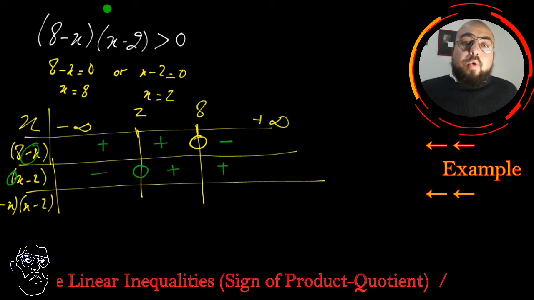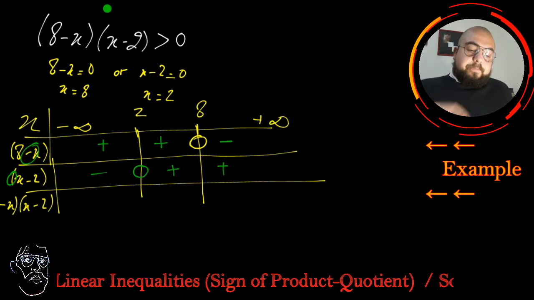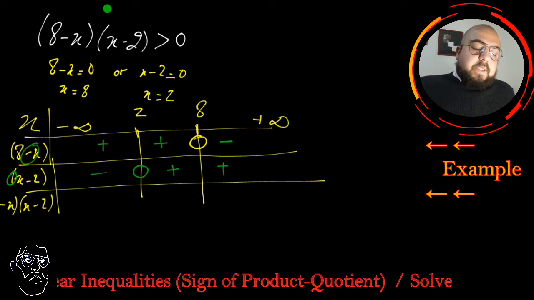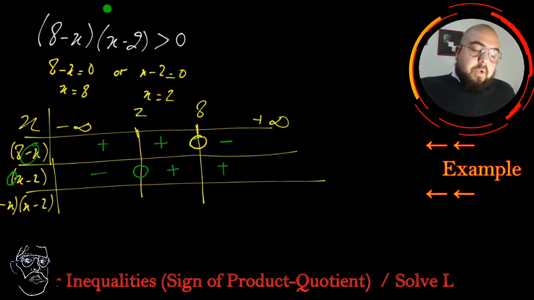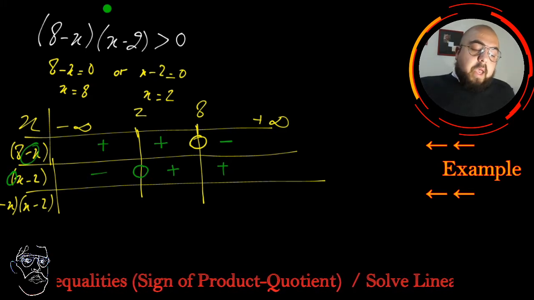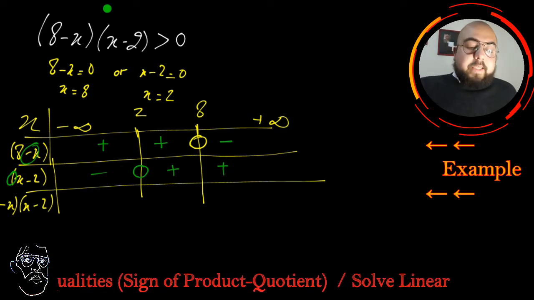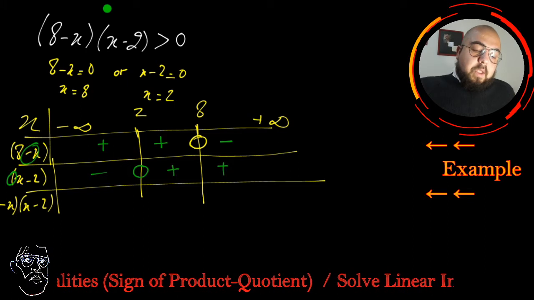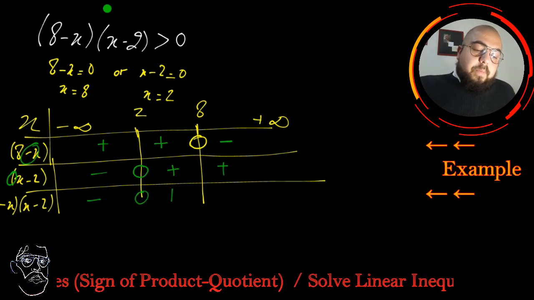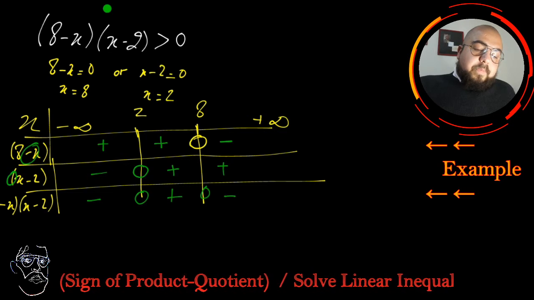In case you want to take values, no problem. Let's say I took x equal to 0, which is smaller than 2. I replace: 8 minus 0, it's positive. x minus 2, 0 minus 2, it's negative. So plus, minus. What about the sign of the product? It's negative, 0, positive, 0, negative.